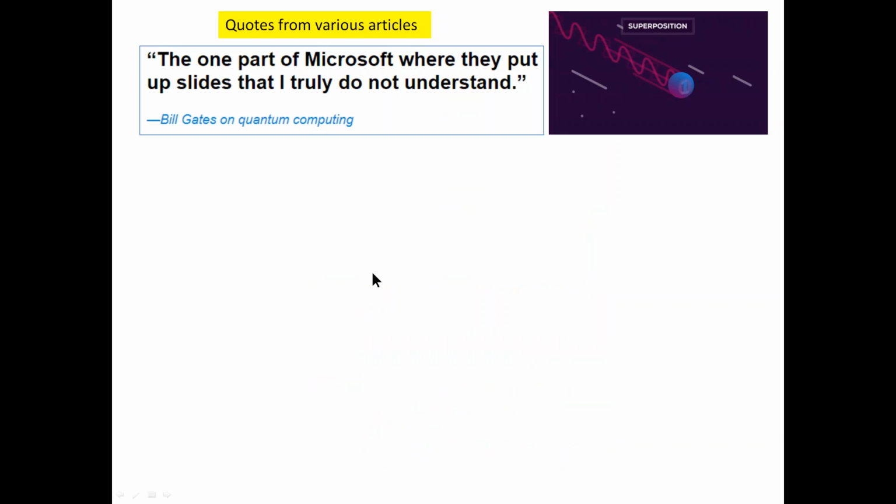Here's a quote from various articles to try to put some of this in context. And this is from Bill Gates. The one part of Microsoft where they put up slides that I truly do not understand was Bill Gates on quantum computing. And even scientists will tell you that the intellect just doesn't get its head around it completely, yet it's real, it works.